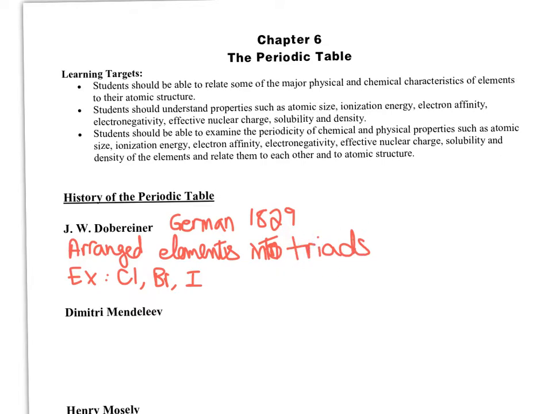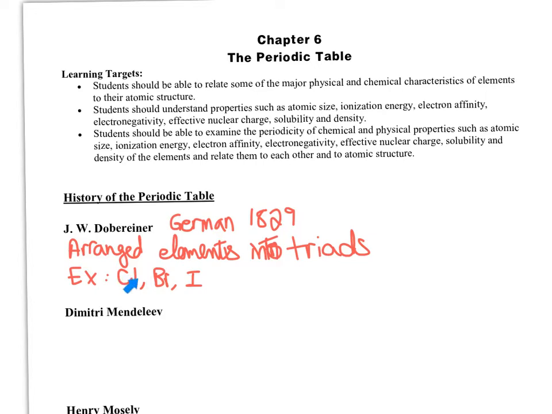Can any of you think of a problem with that? Well, back then we only had a few elements, so we didn't have as many as we do today on the periodic table. We have 118. Back at his time, they only had maybe 20 some or so. But the problem is that not everything fit.